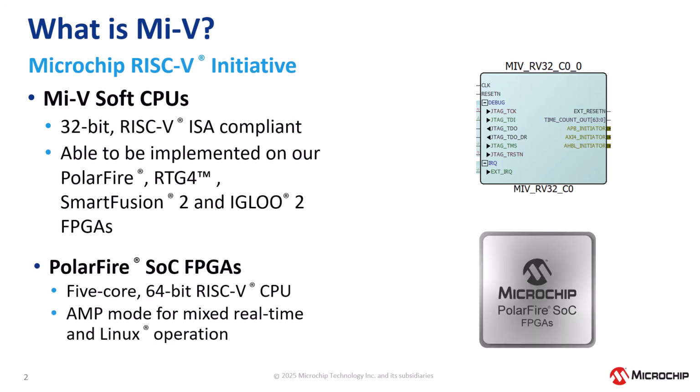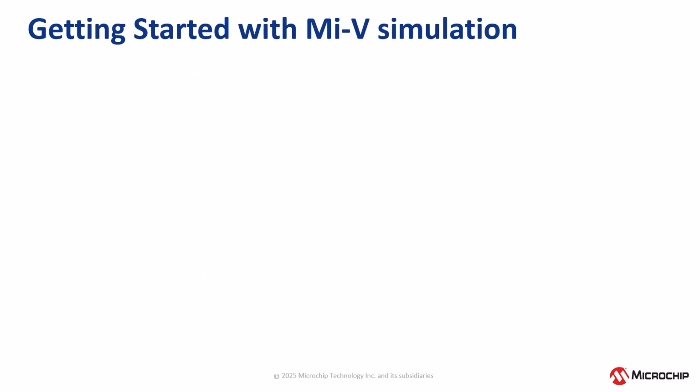choice. Next, we have PolarFire SoC FPGAs, which feature a powerful 5-core 64-bit RISC-V CPU. What is really interesting here is the AMP mode support for mixed real-time and Linux operation, meaning you can run both real-time applications and Linux simultaneously.